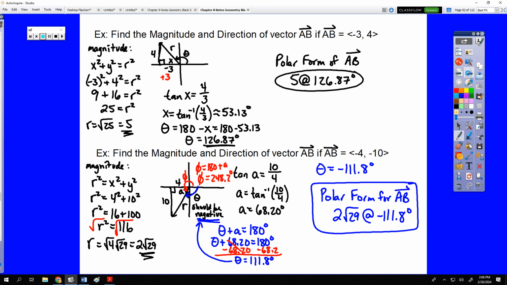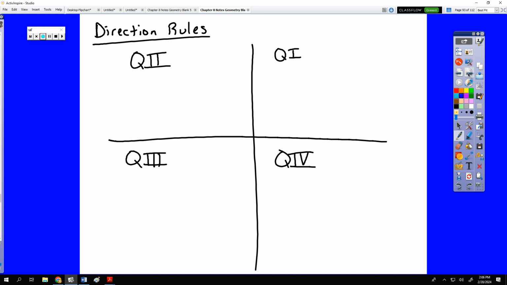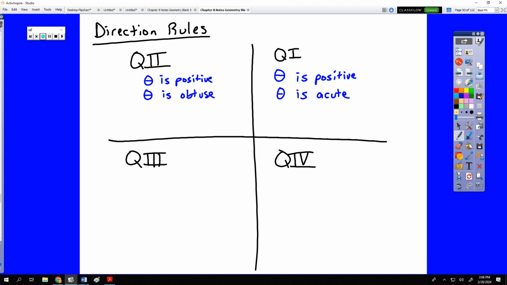Okay, so then the last part of this, we've got some stuff here that we need to talk about. In terms of direction rules, in quadrants 1 and 2, theta is positive and acute in quadrant 1. In quadrant 2, theta is positive and obtuse. In quadrant 4, theta is negative and acute.